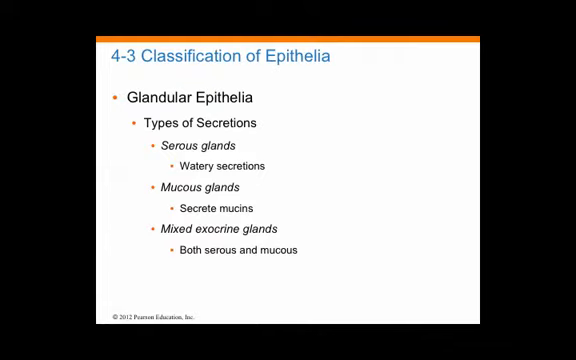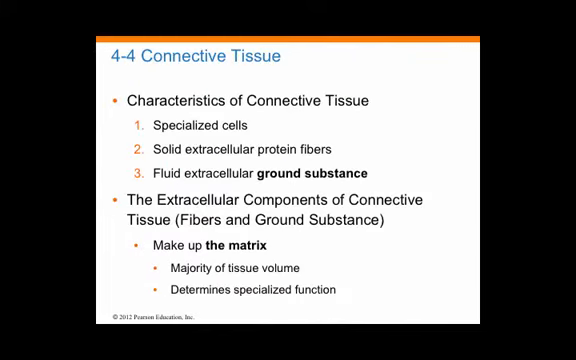Secretions can be serous, mucus, or mixed secretions. Serous secretions are watery. Mucus secretions are mucin that mixes with water to create mucus. Mixed secretions are a mixture of both serous and mucus secretions. Connective tissue is the second type of tissue. Connective tissue is deeper in the body.